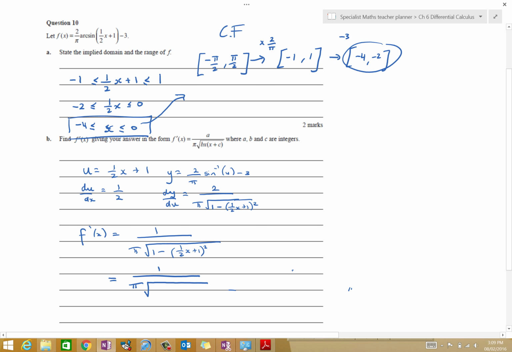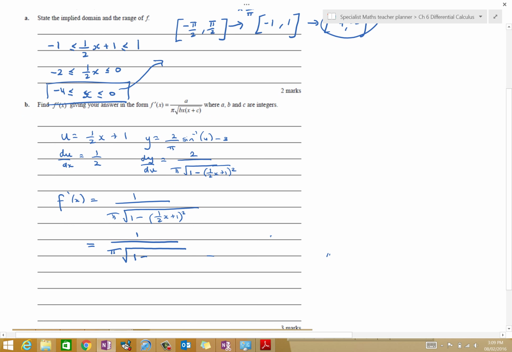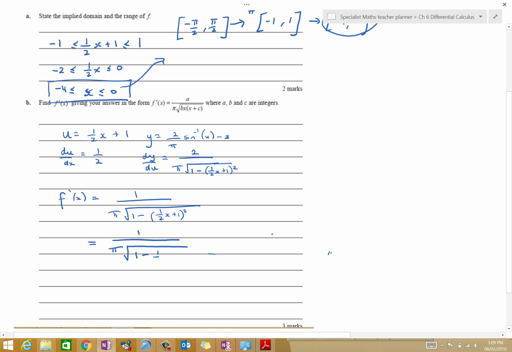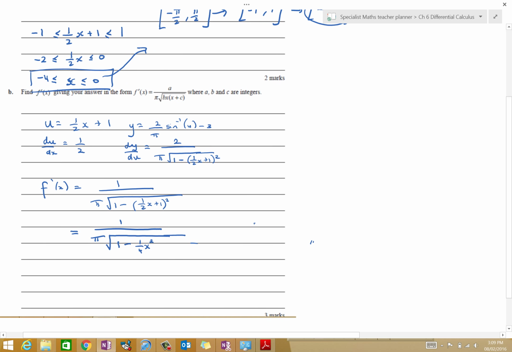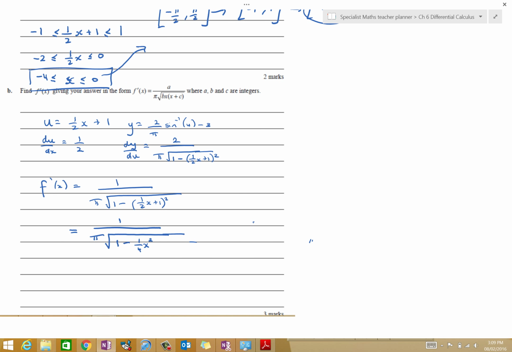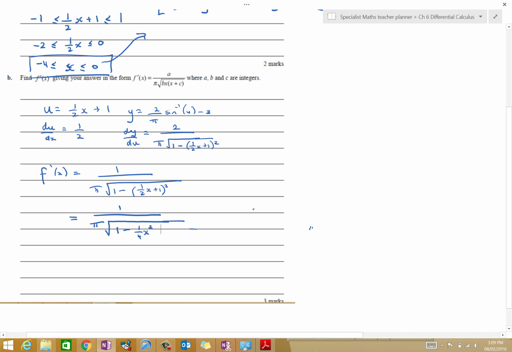So that's going to give me 1 minus 1/4 x squared plus a half x plus a half x is x. But be careful because there's a minus there. So minus x minus 1. Aha! Look at that. Because those ones are going to cancel out. And I've got this.